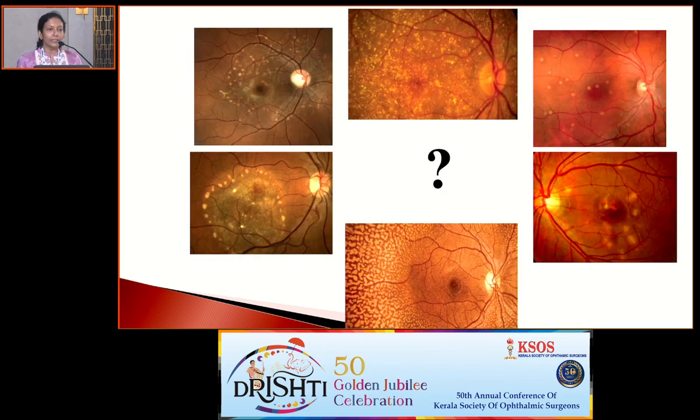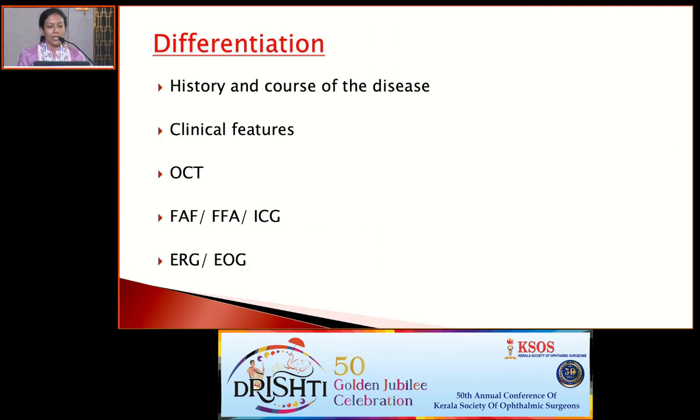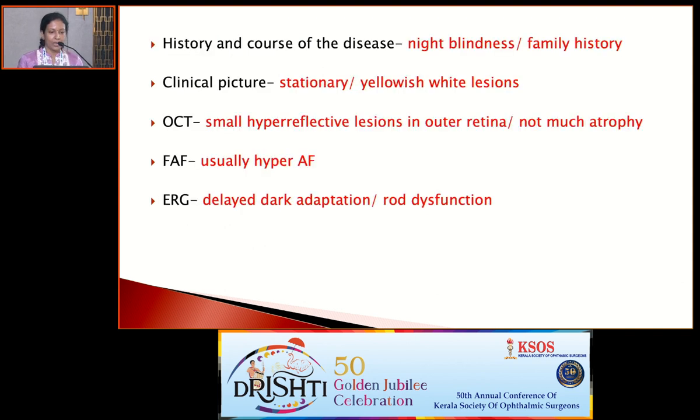So you have plenty of diseases with dots in the sky, with stars in the sky, and how do you differentiate? Differentiation is based on history and course of the disease, clinical features, multimodal imaging, and ERG or EOG tests. Now, we go into one by one in detail.